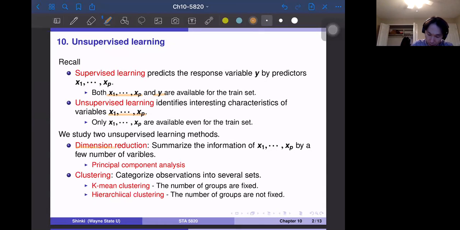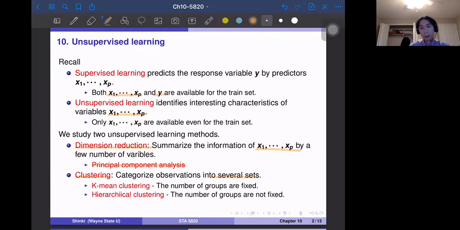And we study two concepts. One is dimension reduction. Basically, we summarize the information of X1 to XP into a smaller number of variables. We only cover principal component analysis, which was partially covered in chapter 5 or 6. Another topic is clustering, which categorizes observations into several sets.